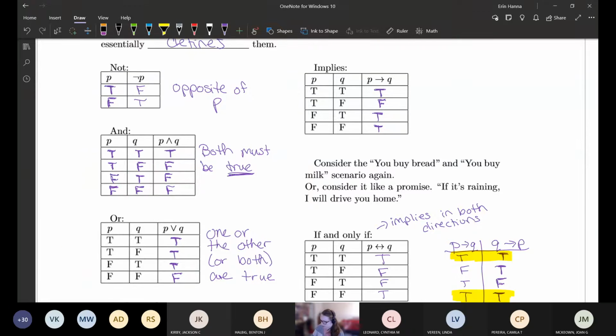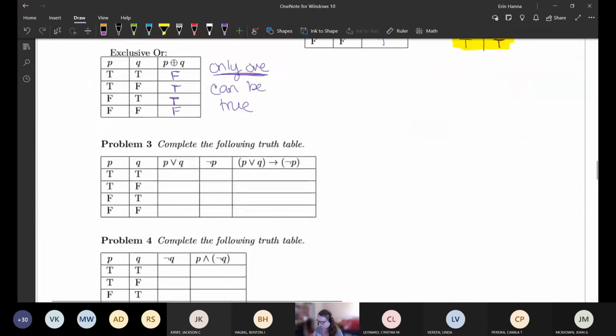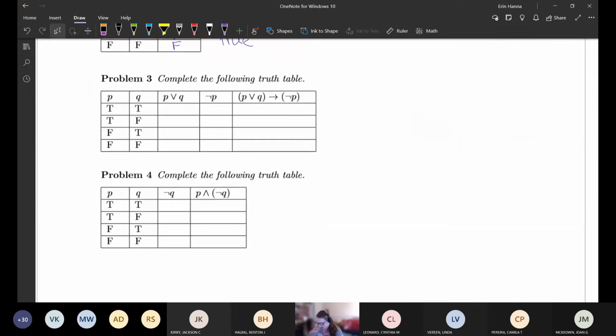Anyway, let's see what one of those slightly more complicated truth tables would look like, which is down here. I do want to say another way that these types of questions can be phrased. Right now it just says complete the truth table. More often these will be phrased in some kind of way.